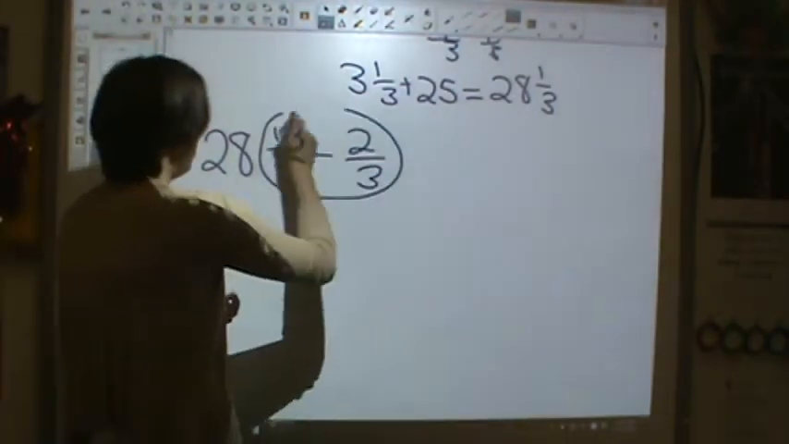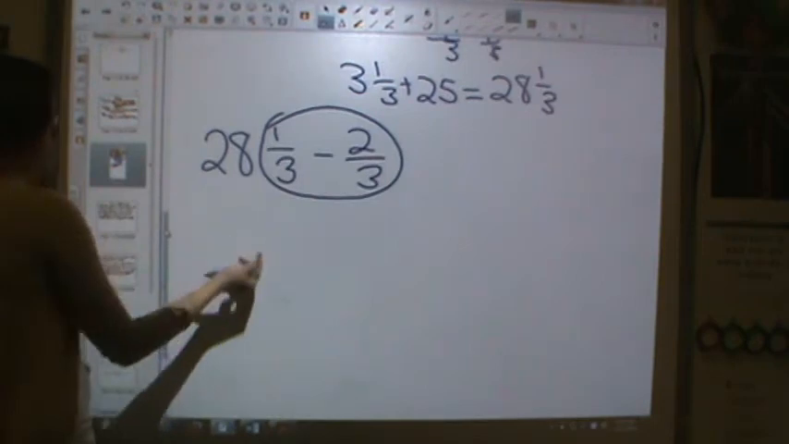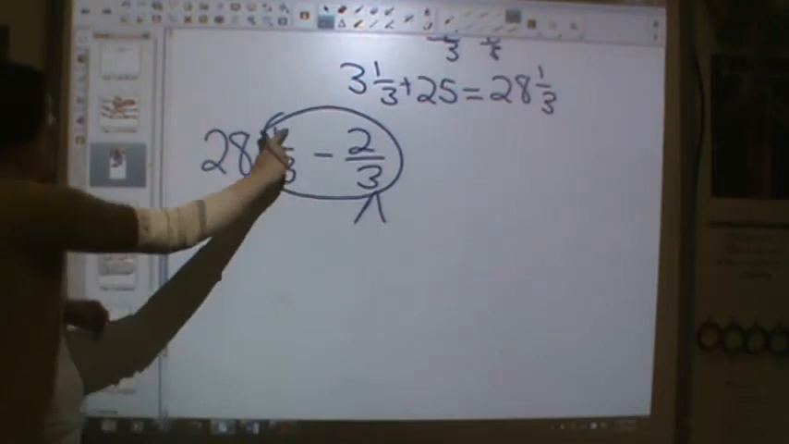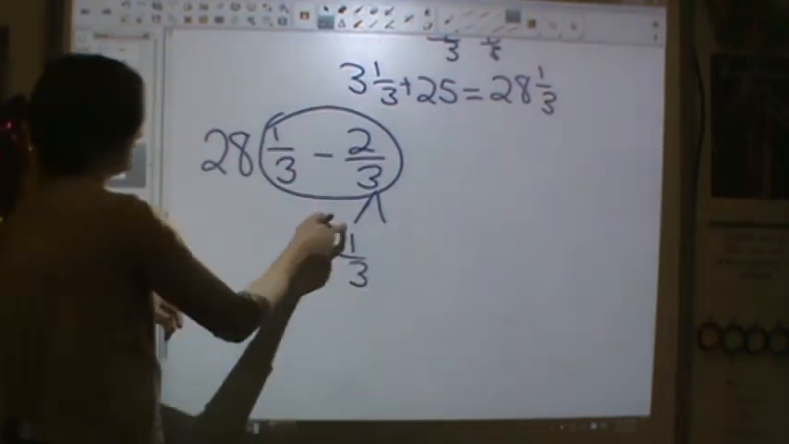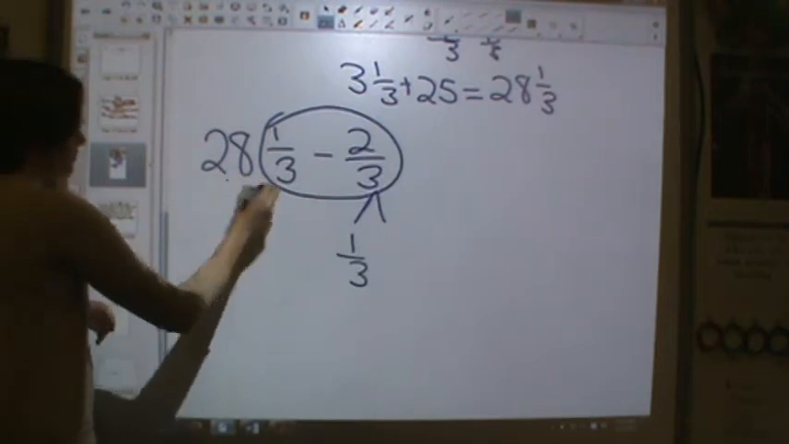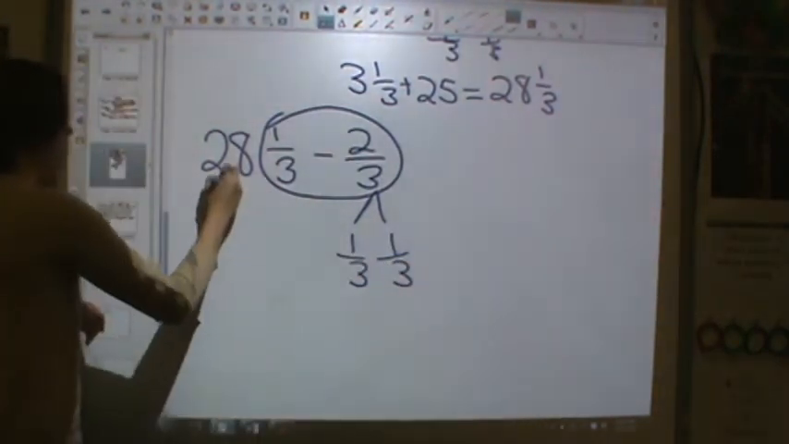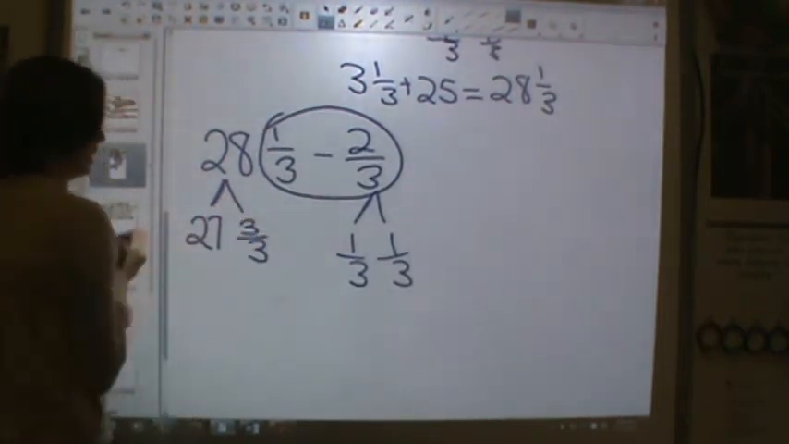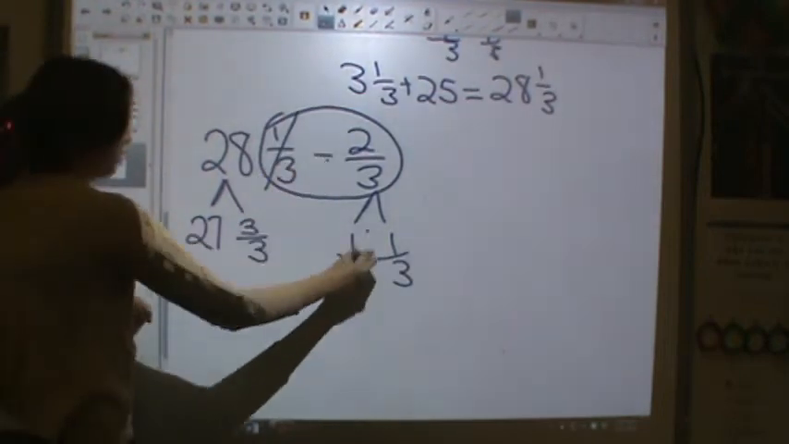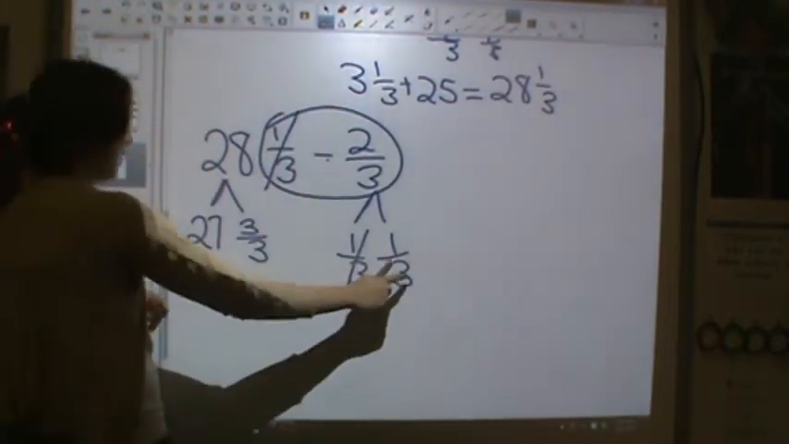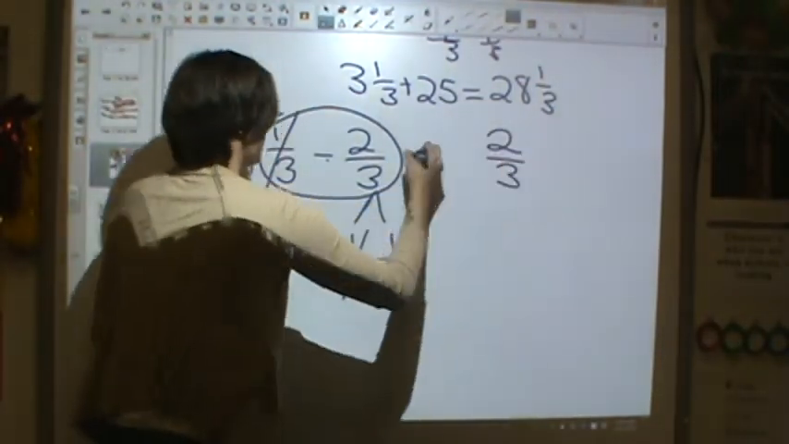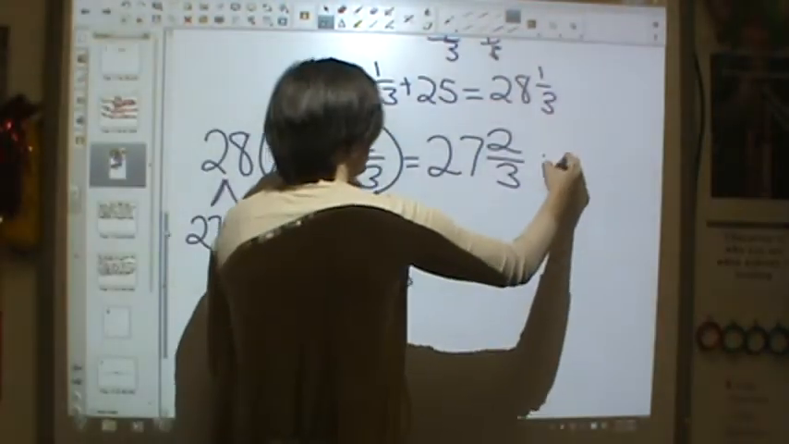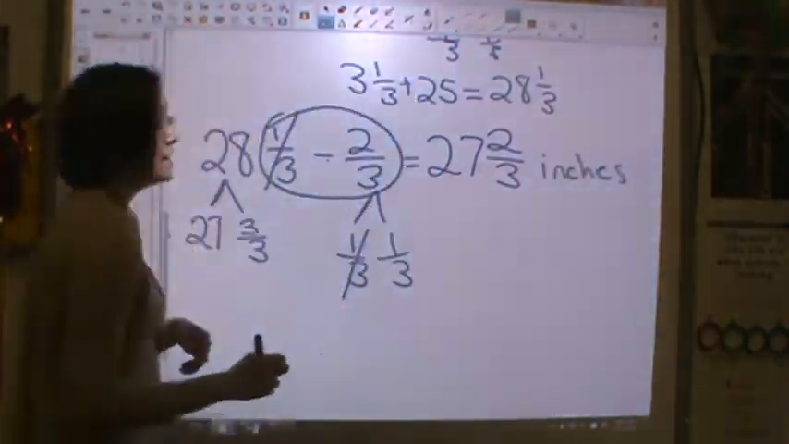So here I know that 2/3 is bigger than 1/3. I need to decompose the 2/3. Remember, I want one of my numbers to be the same as this one, so it's easy to subtract, the same as the fraction here. And then I have one more third. I break up the 28, so I'm able to regroup. I have 27 3/3. 1/3 minus 1/3, done. 3/3 minus 1/3 is 2/3. And my new whole is 27. And our unit is inches. So I just did all of the writing.